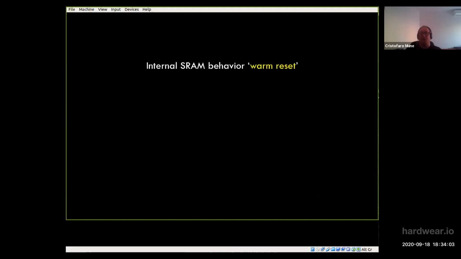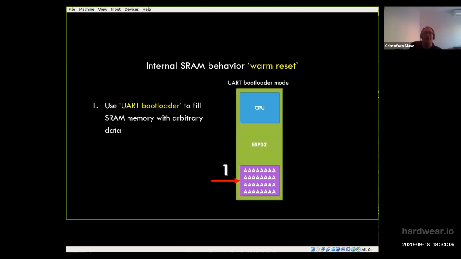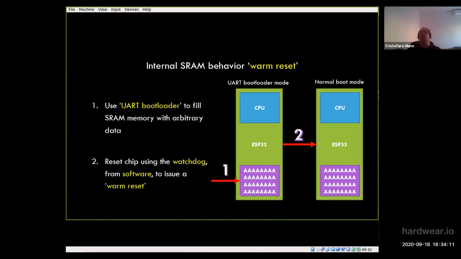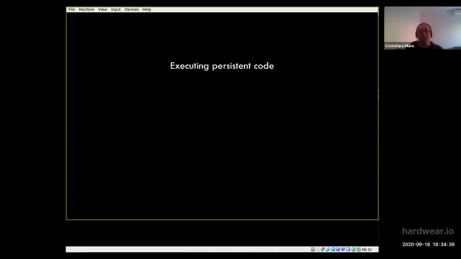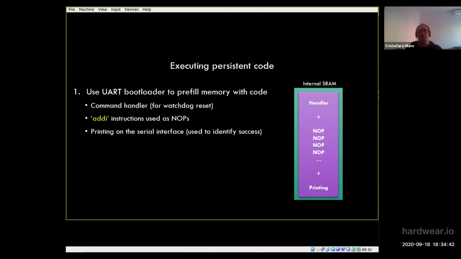But there is another behavior which we were able to research and investigate. We fill the SRAM memory with arbitrary data. We trigger a warm reset by controlling the SoC watchdog from software, and we issue a warm reset. So basically, we load our payload in SRAM, and then by writing some registers that we were able to identify, we were able to trigger a warm reset and not a cold reset. But this leaves our data in memory completely untouched. So how can we abuse this? Well, we can use this for executing persistent code.